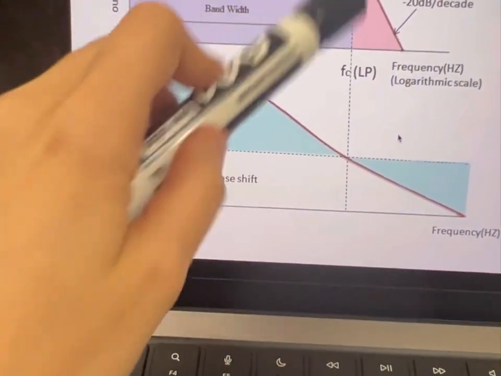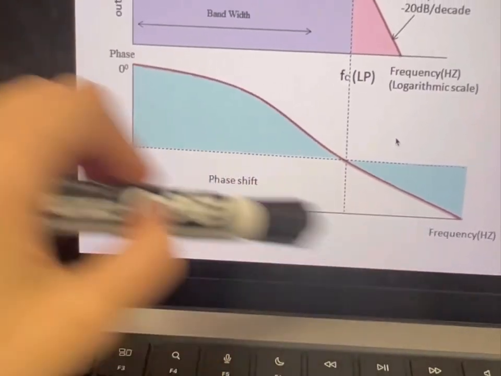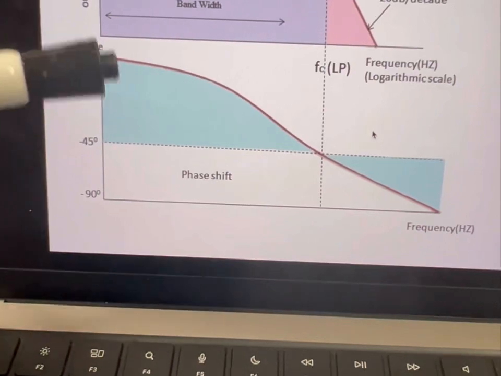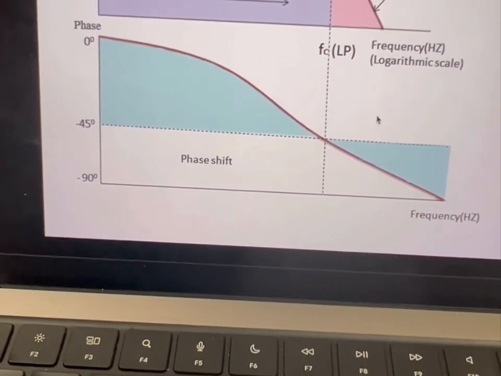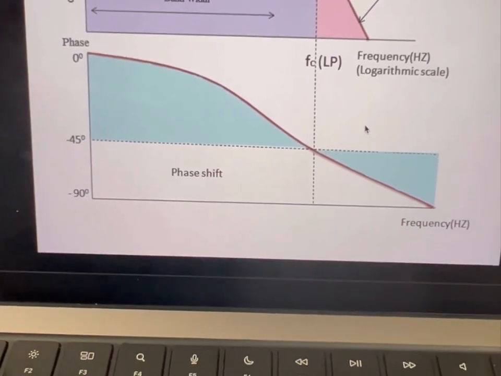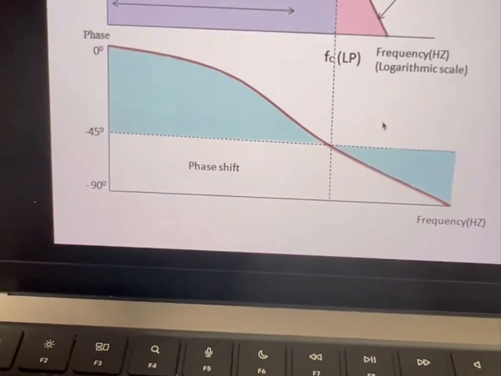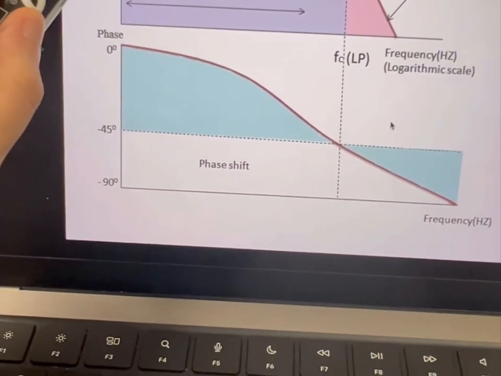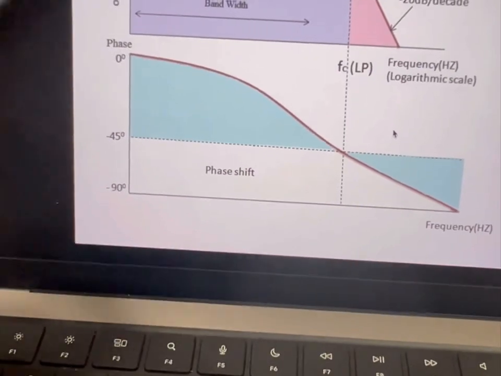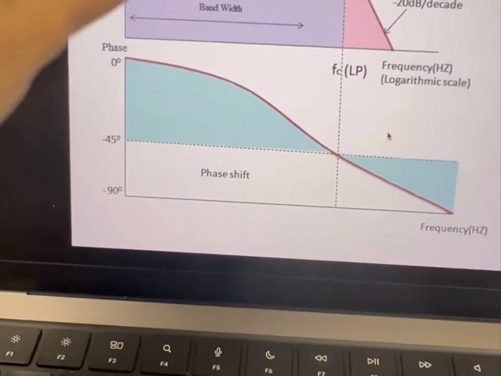And at the cutoff frequency of 3 dB, we are going to have a 45-degree phase shift. So for example, in my circuit that I showed you in my previous videos, the gain is about 1000. So V out to in is about 1000 and the logarithm of 1000 is 3. So 20 times 3 gives us 60 dB. So instead of 0 dB, we're going to have 60 dB.